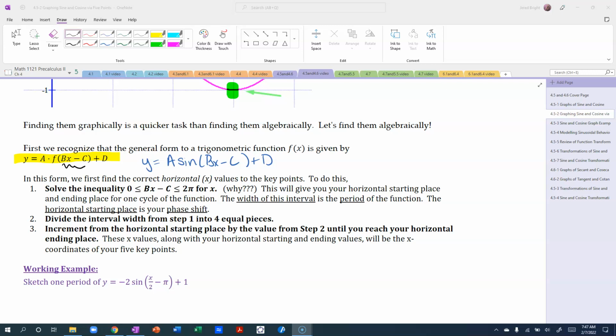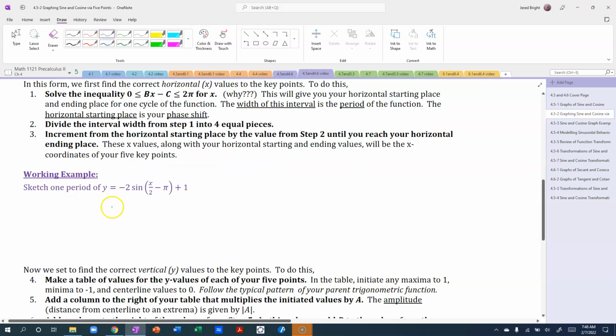Normally it would give you one period, and with this bx minus c, that's moving the period in some way. So I just want to know what this new period is, or what this one cycle of the function is. I should actually be careful. The period is the width of the interval. Then wherever the 0 shifts to, that would be our phase shift. You can see examples 2 and 3 on the screen here. I'm just going to work through this on the screen and then do 2 and 3.